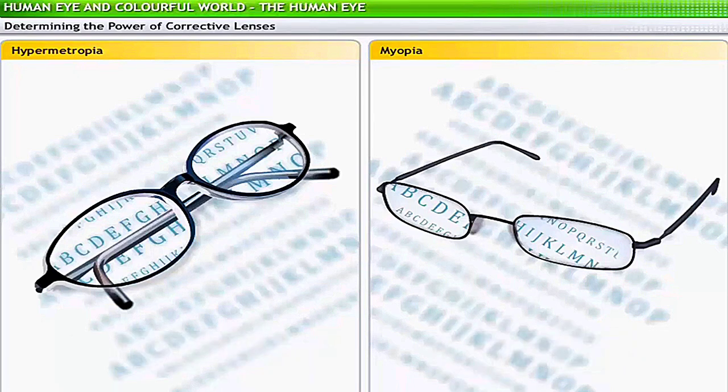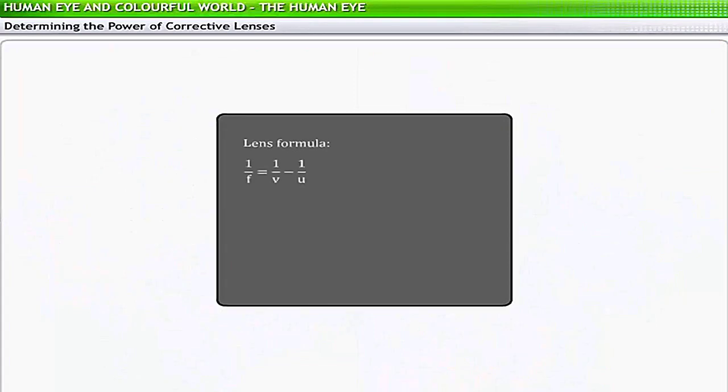We can determine the focal length of the corrective lens for myopia or hypermetropia using the lens formula 1/f = 1/v - 1/u. The power of the corrective lens is the reciprocal of its focal length, expressed in meters. The SI unit of power of a lens is diopter and is denoted by D. For example, if the focal length of a corrective convex lens is 80 cm or 0.8 meter, its power is equal to the reciprocal of 0.8, which is 1.25 diopter.